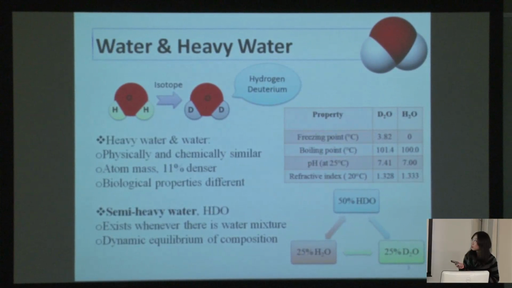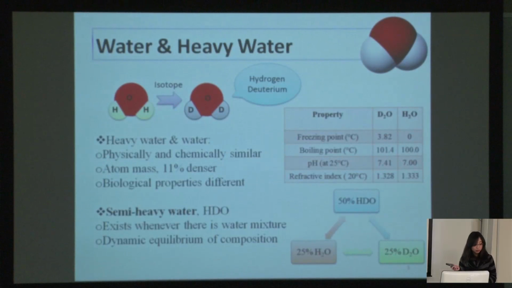Heavy water is water which is highly enriched in hydrogen's isotope deuterium. Heavy water is 11% denser than water. We can see this table. This table shows the properties of water and heavy water. Besides the atom mass, their physical and chemical properties are similar.